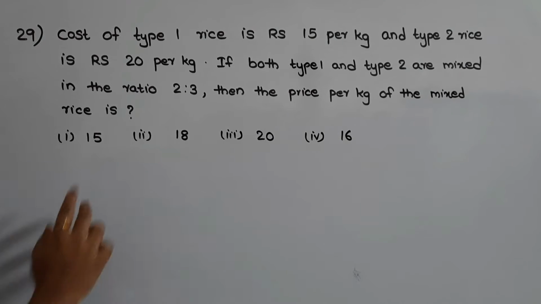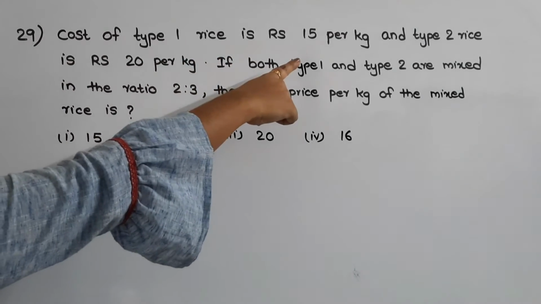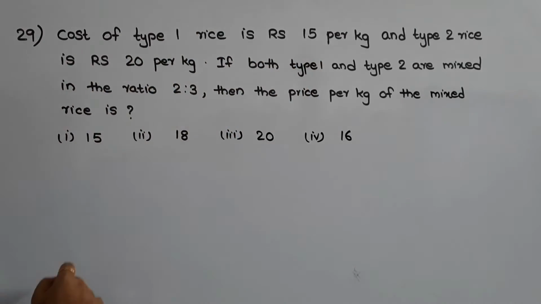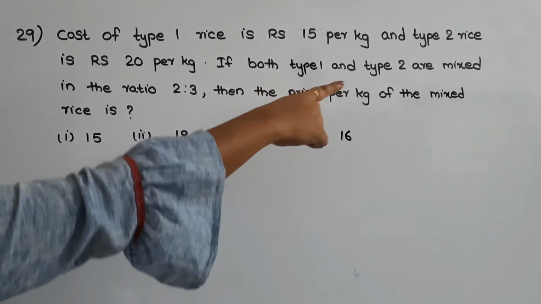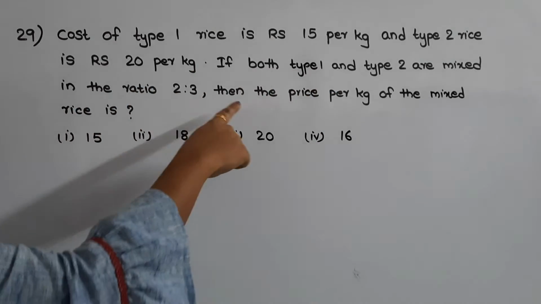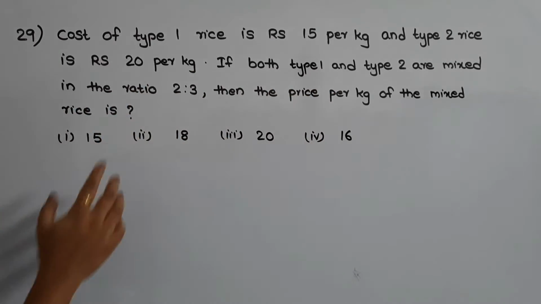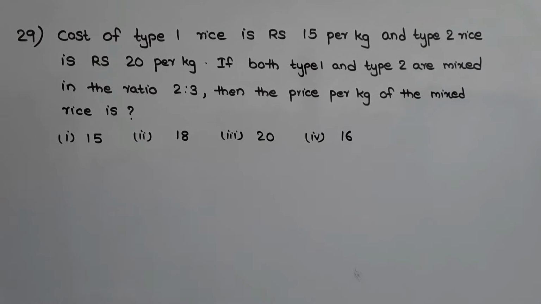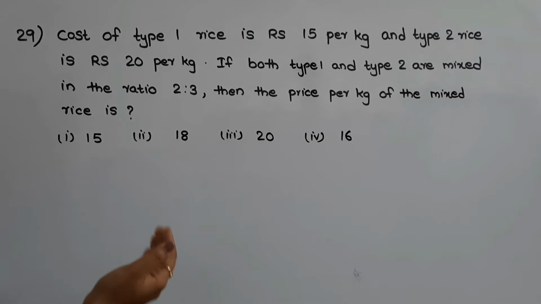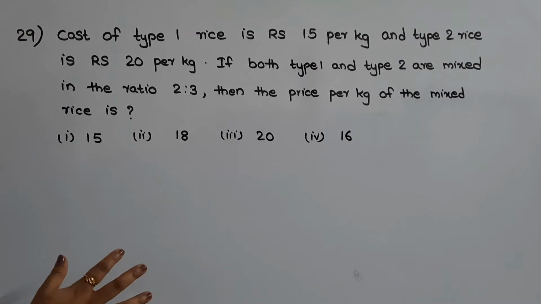The next question is, cost of type 1 rice is rupees 15 per kg and type 2 rice is rupees 20 per kg. If both type 1 and type 2 are mixed in the ratio 2:3, then the price per kg of the mixed rice is. In this question they have given the cost of two types of rice. Then they are telling that if both types of rice are mixed in the ratio 2:3, then what is the price per kg of the mixed rice? This question we have to do by alligation method.